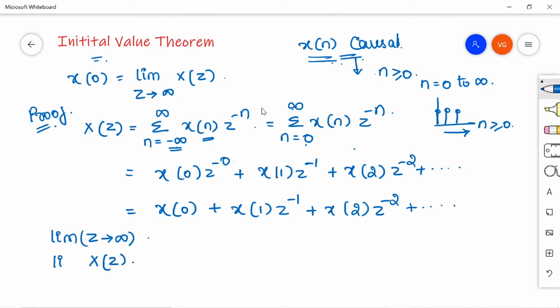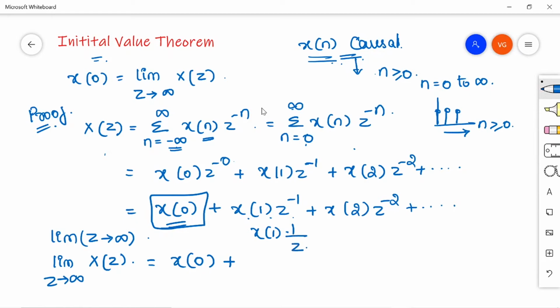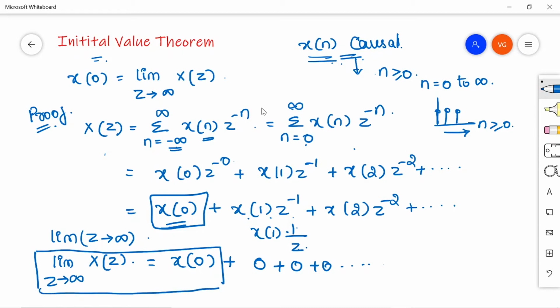So, limit z tends to infinity X of z on my left hand side is equal to x of 0. It doesn't have any z term here, so that is coming as it is. Plus, see here, x of 1 z power minus 1 can be written as x of 1 into 1 by z. So, 1 by infinity is 0, plus 0, plus 0. Any of the other terms will also be 0. See here, this is nothing but the definition: x of 0 is defined as limit z tends to infinity X of z. So, the derivation of this initial value theorem is very simple. Just follow the steps that I have explained.